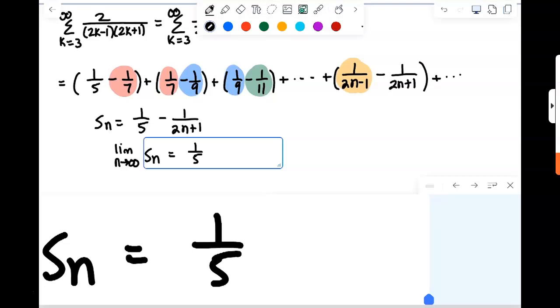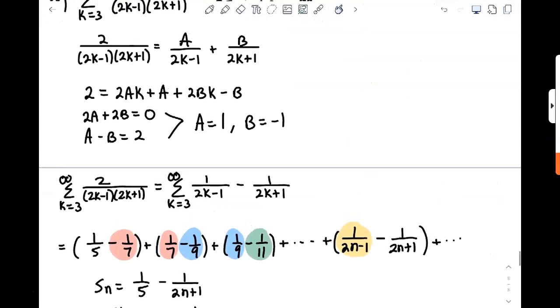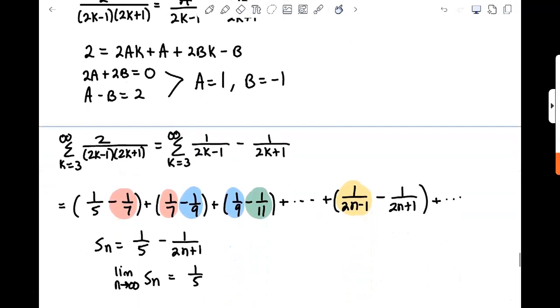Okay. And so that's another example of a telescoping series. And this time we got to leverage some of our old stuff. Partial fraction decomposition came up as a use there.